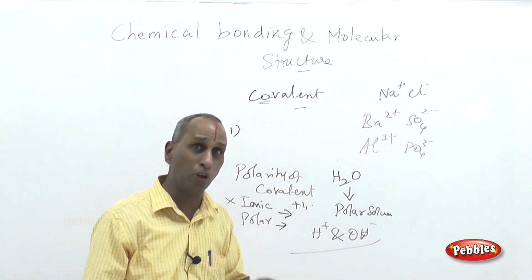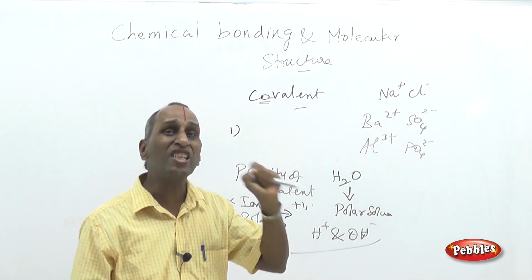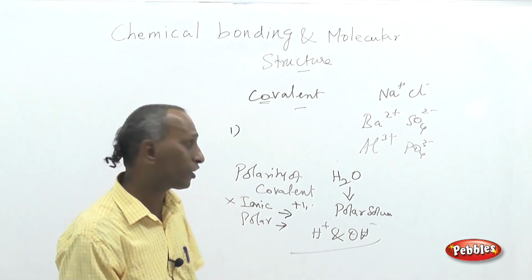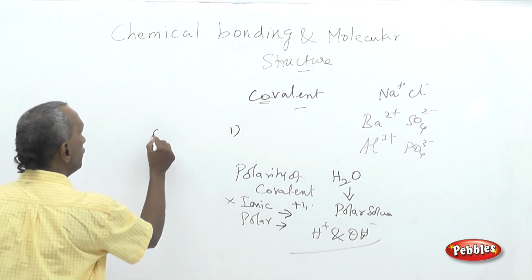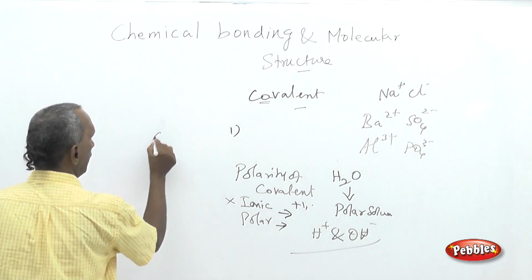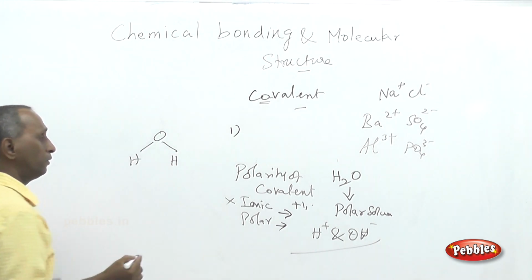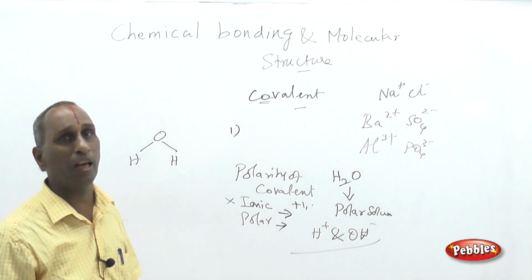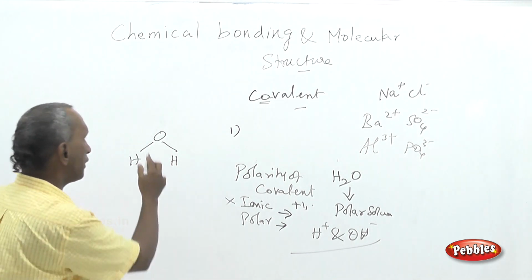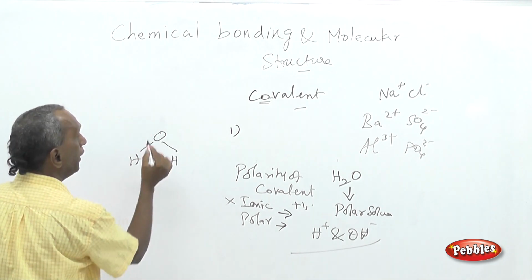Polar characteristics are also required. Polar means fractional charge characteristics. How do we illustrate fractional charge? We have already seen that water is a non-linear molecule, and we will see the detailed aspects of its structure later. So this is the structure for water. There is one oxygen atom connected to two hydrogen atoms.